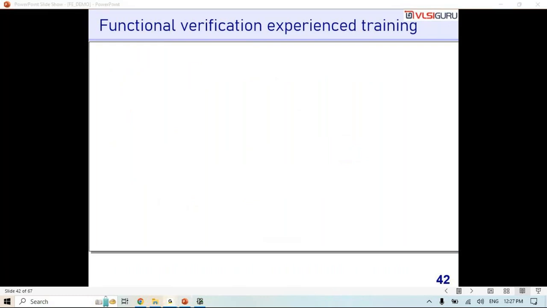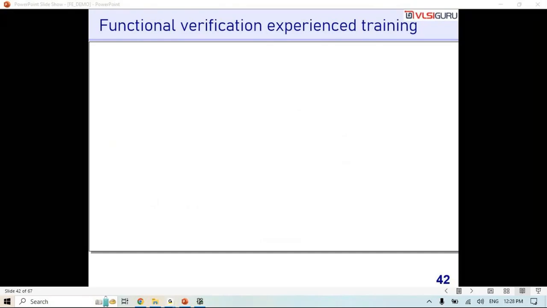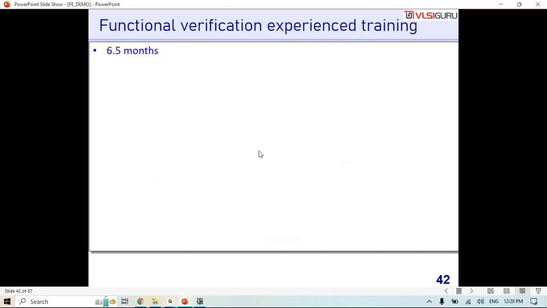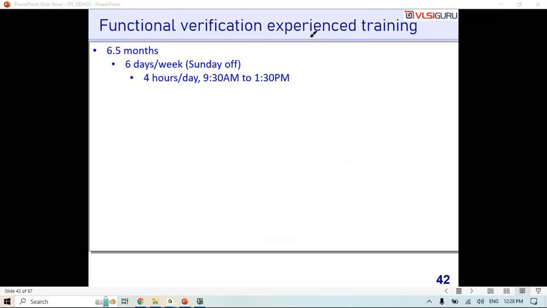Finally, the next one is experienced person training, functional verification for experienced people. Here, let me briefly summarize this and close for today. It is for only 6.5 months, 6 days per week. Here, the difference is that when you go for the experienced person course, there won't be any digital and Verilog. Their training directly starts with phase 2. There is no phase 1. It directly starts with phase 2.